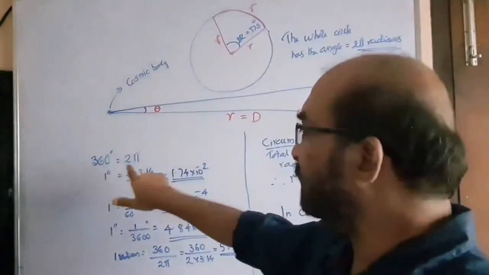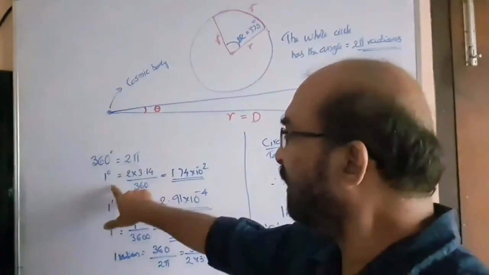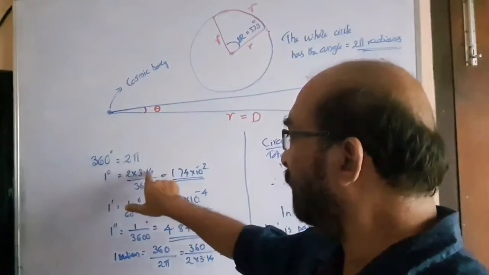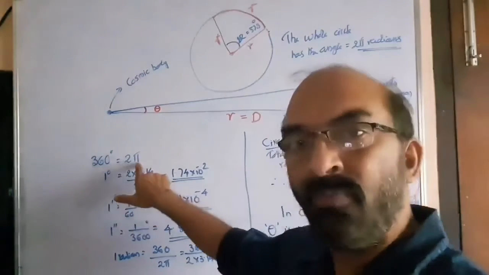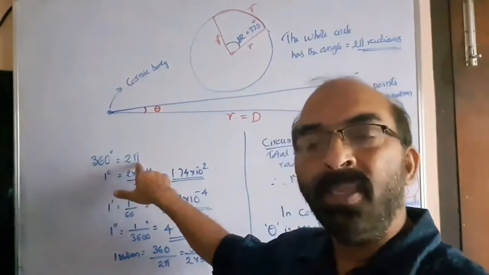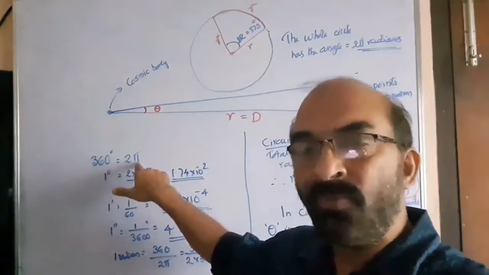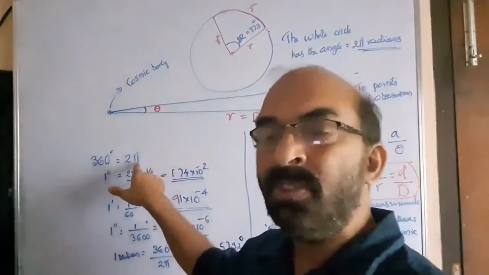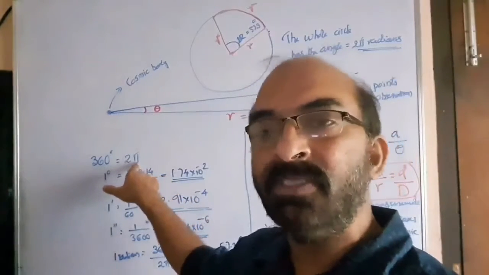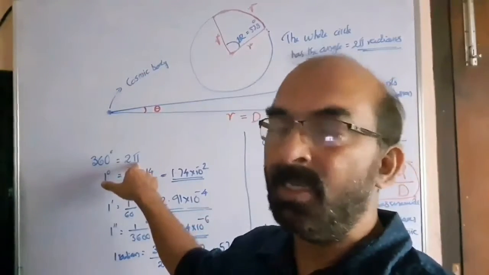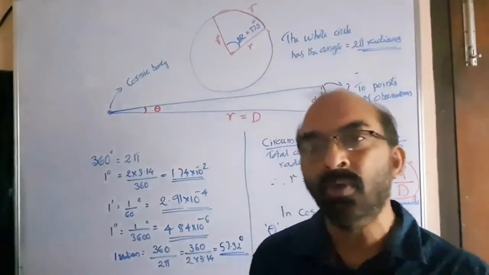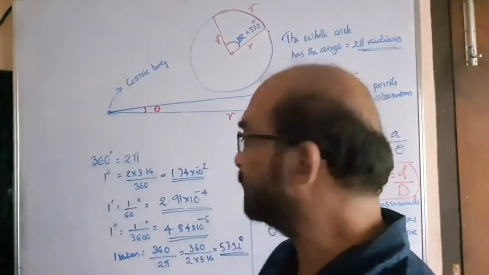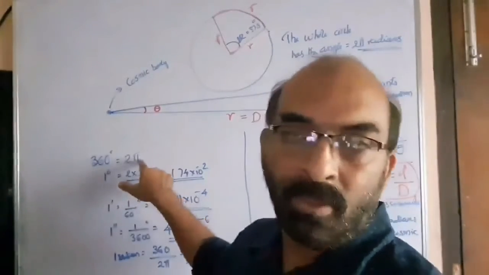360 degree is 2 pi. Therefore, 1 degree. 2 pi is 3.14. So 2 into 3.14 by 360. You know how we get the value of pi. Pi is nothing but the ratio of circumference, total circumference divided by diameter. That ratio is always a constant for all circle, which is 22 by 7. For any circle, ratio of the circumference to 2r or diameter is a constant, and that constant is commonly known as pi. So its value is 3.14.